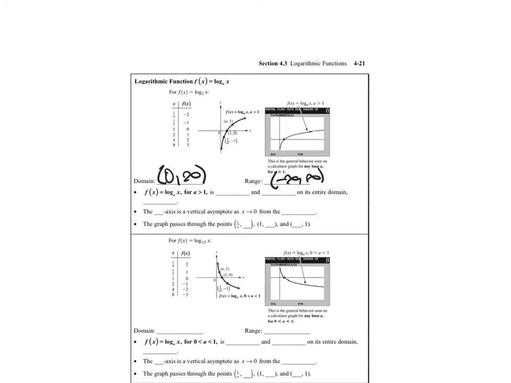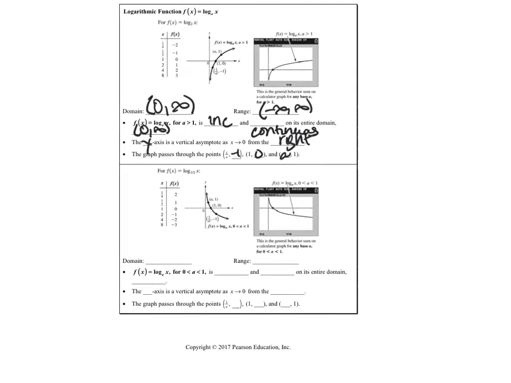For a greater than 1, it's increasing and continuous on its entire domain, 0 to infinity. The y-axis is a vertical asymptote as x approaches 0 from the right. Here are your same 3 points: 1 over a, negative 1; 1, 0; a, 1. And then if the base is a fraction, it's the reverse.